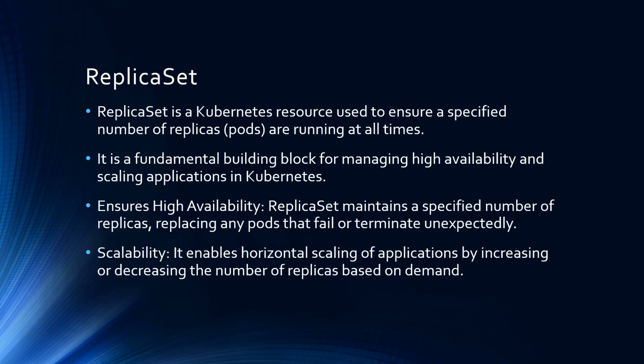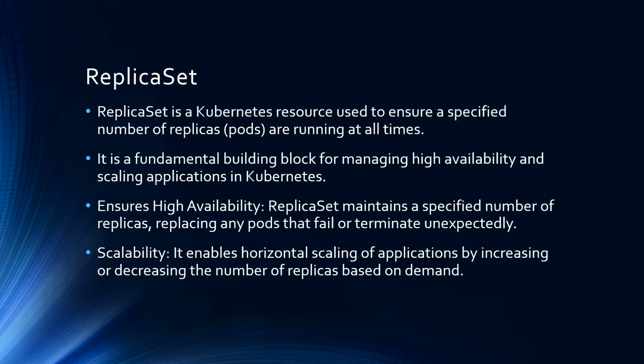This automatic recovery mechanism is essential for maintaining service reliability in production environments. When it comes to scalability, replica sets provide a straightforward way to scale your application horizontally. You can increase or decrease the number of replicas based on demand, either manually or automatically through horizontal pod autoscaling, which we'll discuss later.